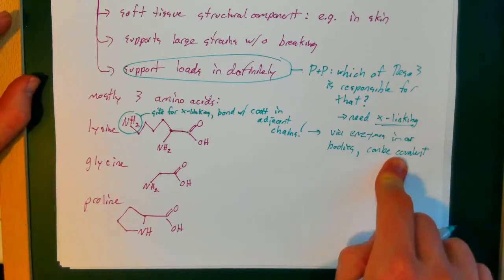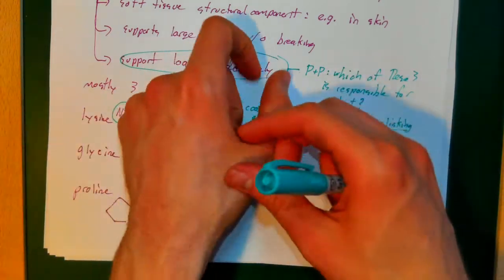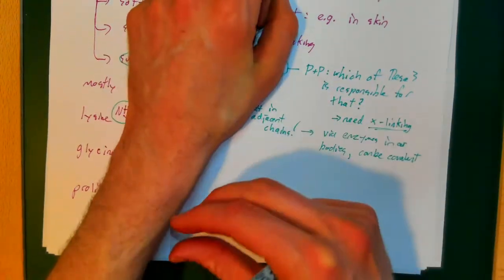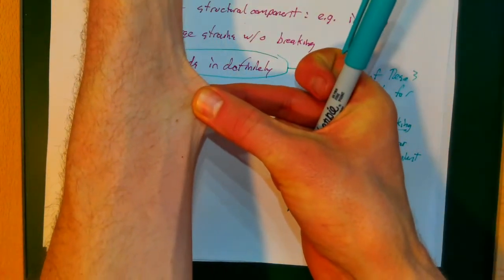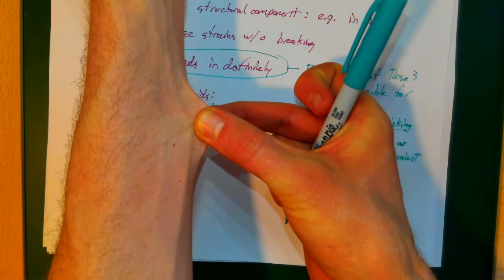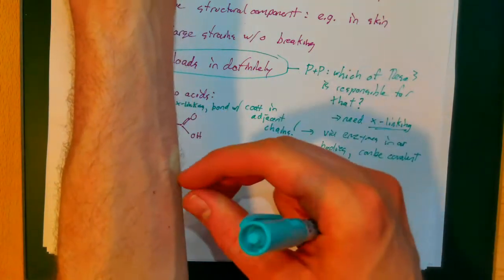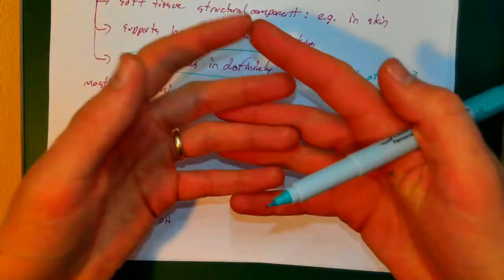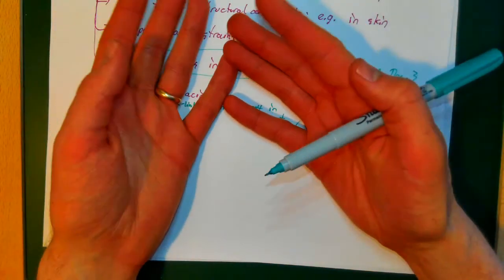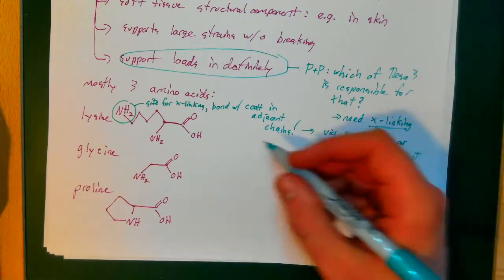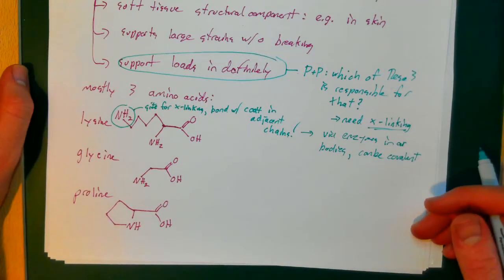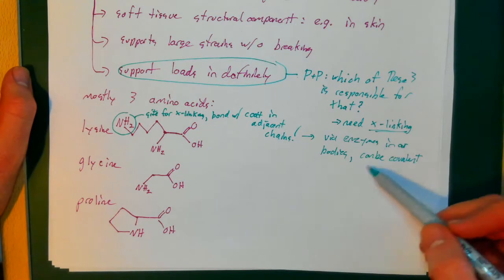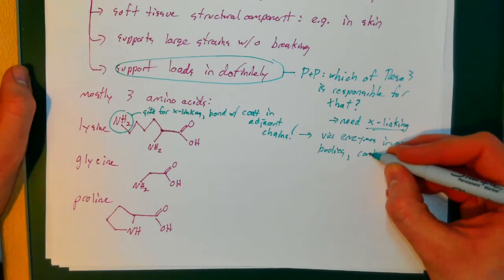Which is awesome, right? Those covalent cross-links are what mean I can pull this skin a bit, and I keep pulling it, but my skin doesn't just keep stretching out and stretching out and stretching out. That's what helps me stay the shape that I am, which is great. So these bonds can be covalent.